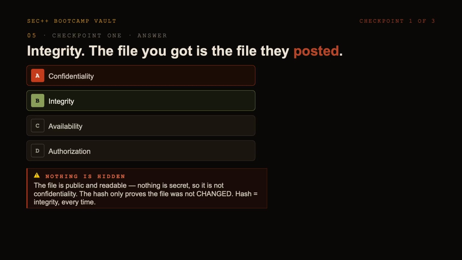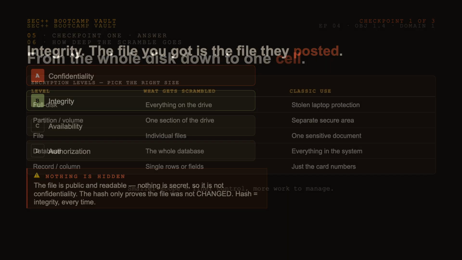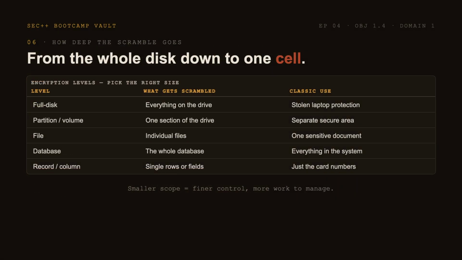Encryption comes in sizes. Full disk encryption scrambles everything on the drive. That is the stolen laptop answer. If the laptop walks away, the data is useless. A partition or volume covers one section of a drive. File level covers individual documents. Database level covers everything the database holds, and record or column level scrambles just certain fields, like only the credit card column. The pattern for the exam: the smaller the scope, the finer the control, and the more work it takes to manage.